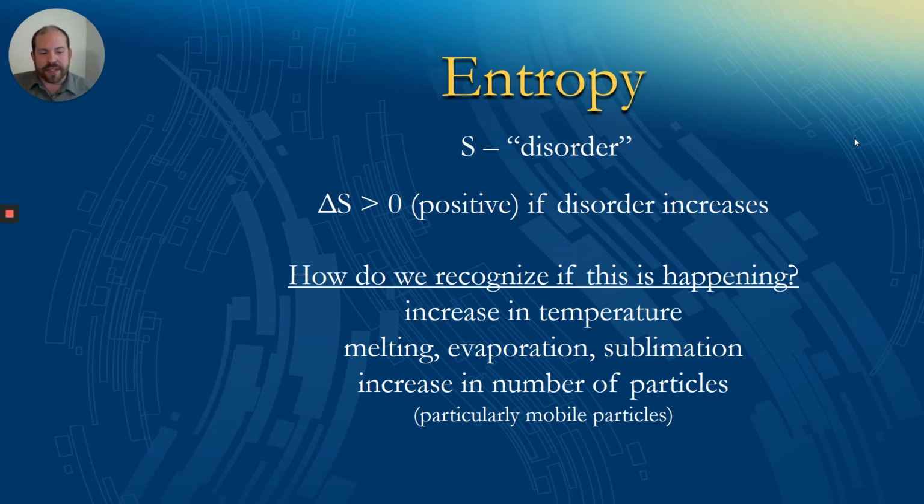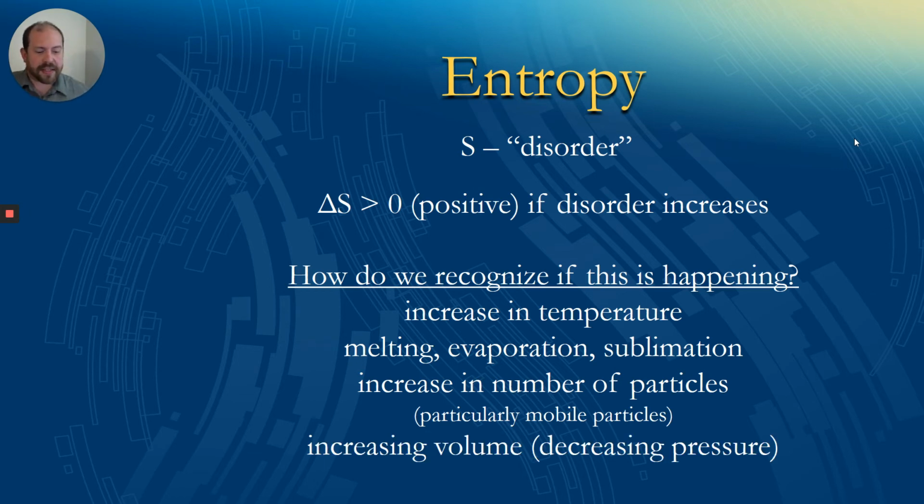Another one that we'll see in a number of cases is if the number of particles is increasing, particularly the number of mobile particles. If I go from having one molecule bouncing about to two molecules bouncing about to 20 molecules bouncing about, that's going to be a more and more chaotic situation.